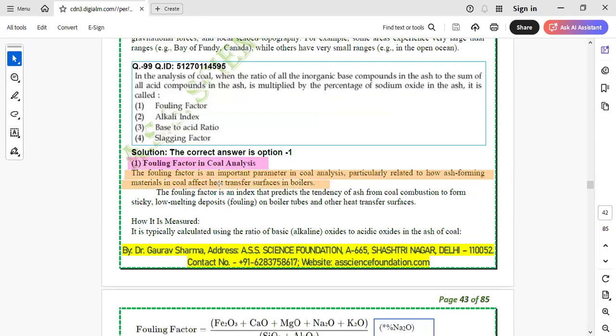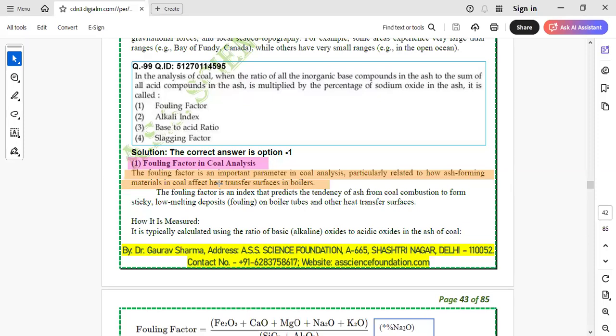तो जो बॉयलर होते हैं उनके अंदर जो हीट ट्रांसफर होता है when you burn the coal, तो जो ऐश बनाने वाला, so the material which basically forms ash in the coal, right, how they are affecting the heat transfer in the boiler. That is the basic logic of calculating fouling factor, right? Because more the ash formation, lesser will be the heat transfer, and that will create problem.